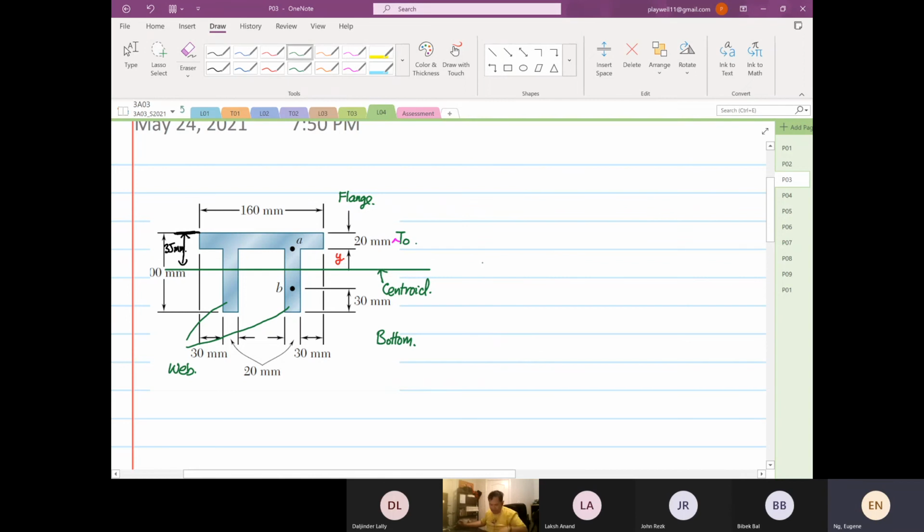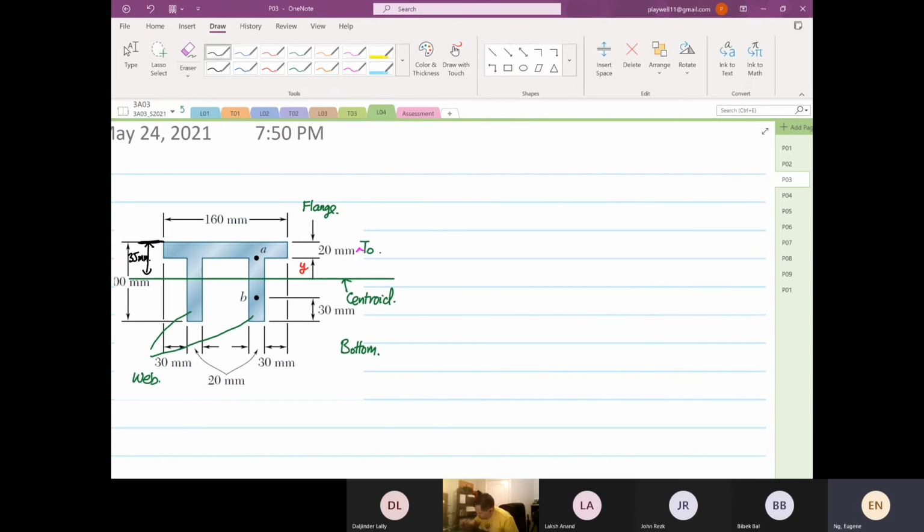So next, what we want to find is the web section. As I say, I usually call this the top. So we're going to find the top web section, and the limits are 0 to y, and it's going to 0.015.